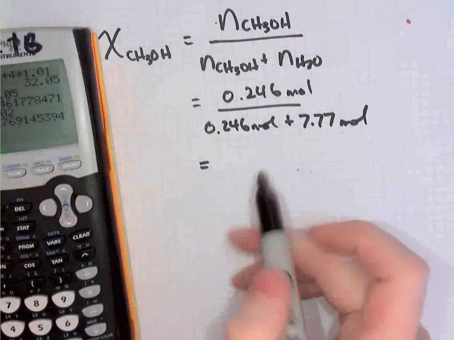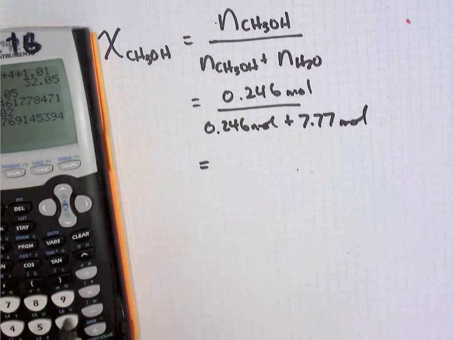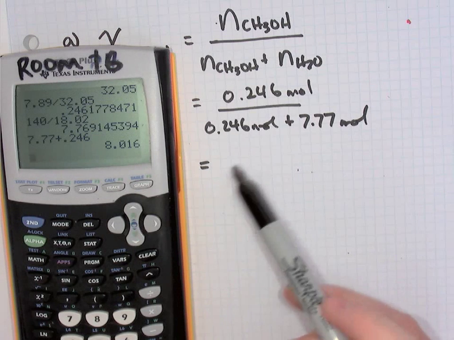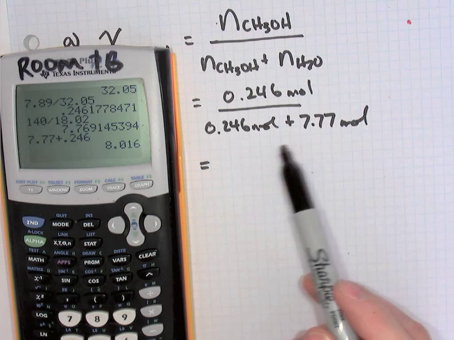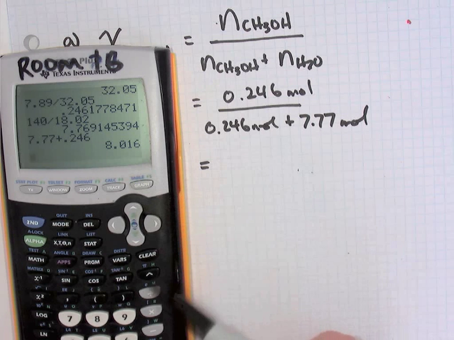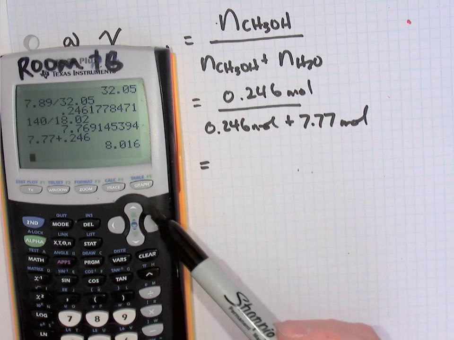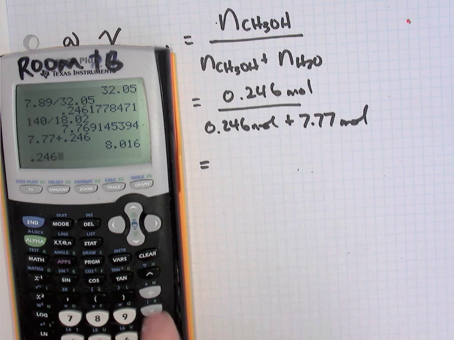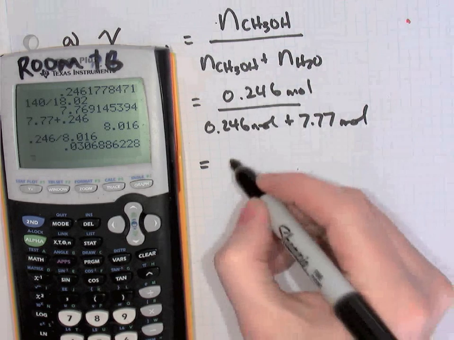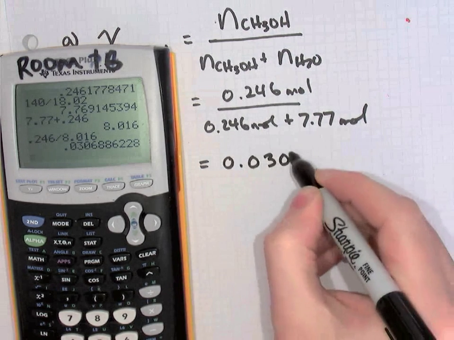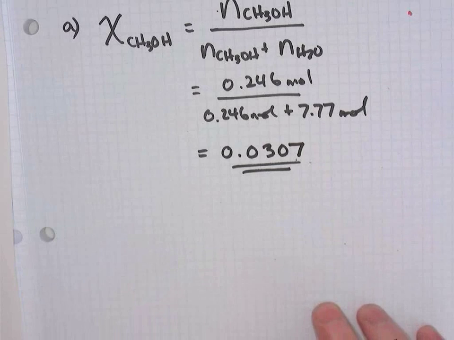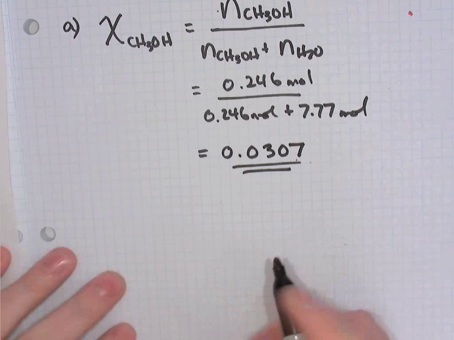When we add the numbers on the bottom, we're going to get 7.77 plus 0.246. When you add numbers, keep in mind that your answer gets rounded off to the number of decimal places in the question, so this would actually be 8.02, but that still has 3 significant digits. And when we divide now, we're going to keep 3 digits in our answer. 0.246 divided by 8.016, so 0.0307 is the mole fraction of methanol. Notice that it has no units because moles divided by moles cancels.